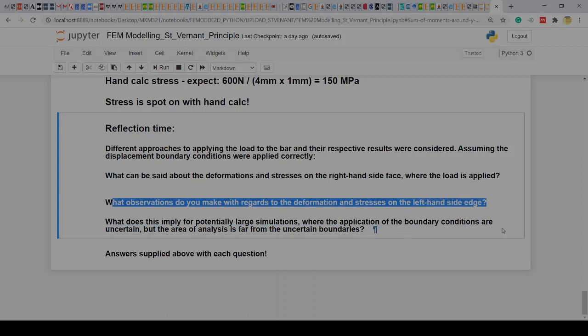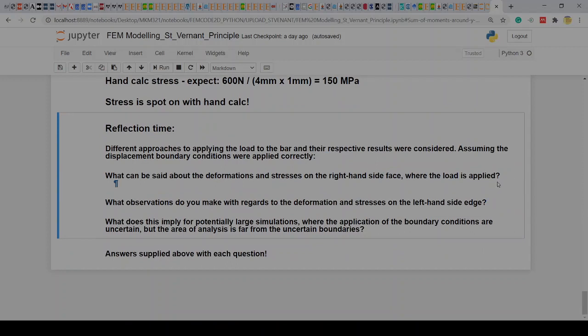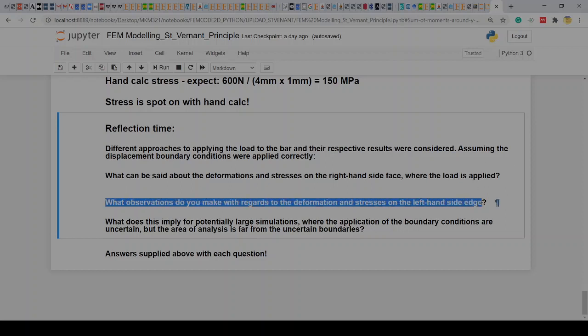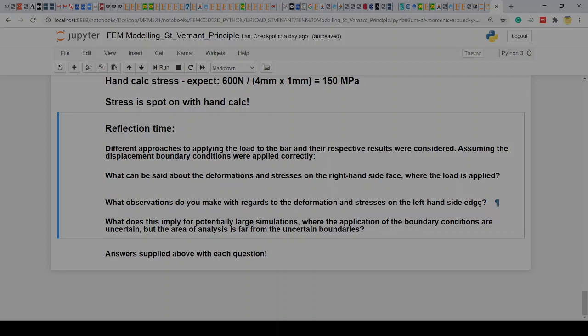The right hand edge can have large variations. That's where we apply the load, and only one of them gives us an accurate answer, and that is when we took great care applying consistent loading. The observation we can make on the left-hand side is that all of the answers, independent of how we model it, were spot on.